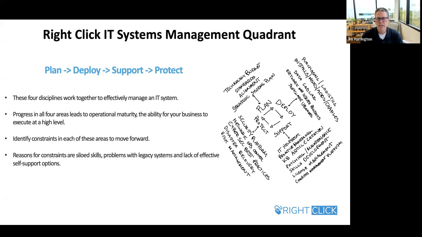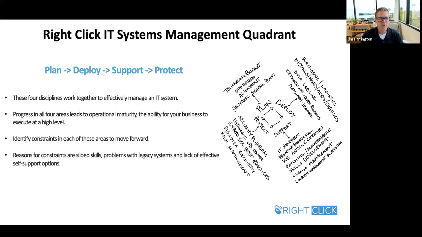For instance, if you have ineffective planning, maybe your company has purchased the wrong type of computer device for a team or a project, and it has a lot of problems, the company's spending a lot in support, there's less budget to protect the system, and there's more problems. So what you really want is to have a balance here. These all work together, and it reinforces.